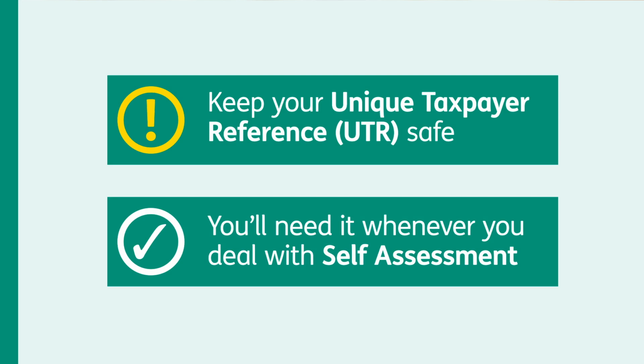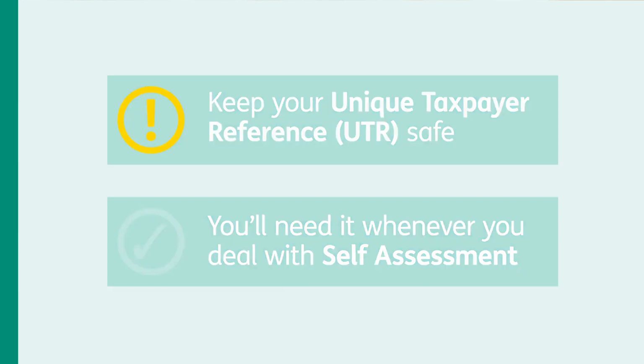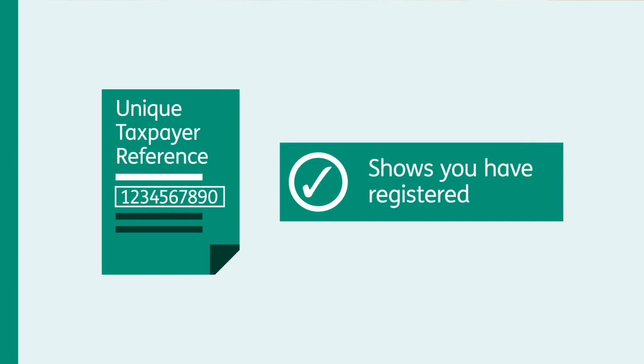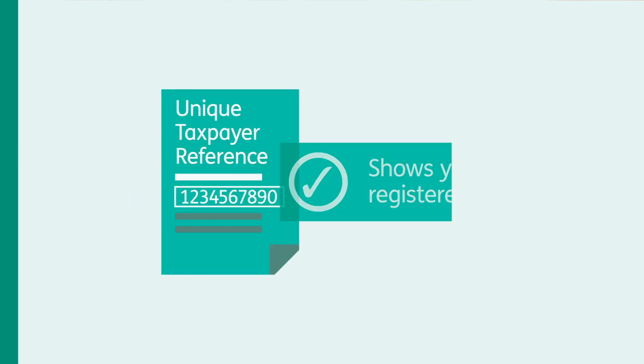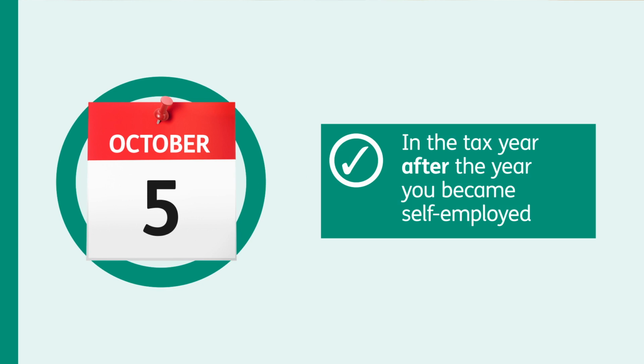And you'll need it every time you deal with your self-assessment. Your reference number also shows that you've registered for self-assessment, so there's no need to call us to confirm it. You need to register to pay tax as a self-employed person by the 5th of October in the tax year that's after the one when you became self-employed. So make sure you give yourself enough time.